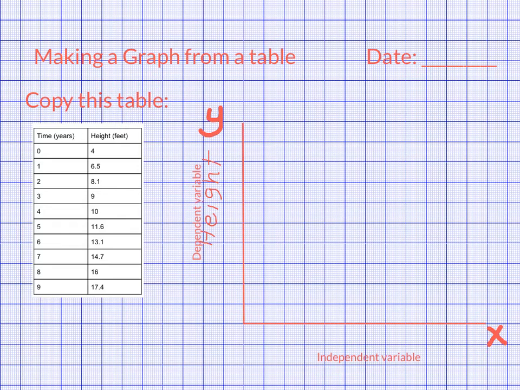So here, the height is going to be the dependent variable, because how tall something is depends on time. Time doesn't change based on how tall something is. It's the other way around. How tall something is changes over time. And likewise, time is going to be our independent variable because it's what's affecting the other variable. So now I know which variable goes where. I can decide what scale to use for each axis.